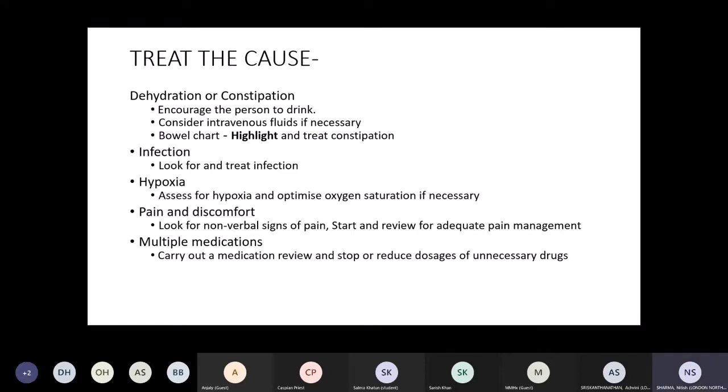Okay, so going on next, treat the cause, you treat the delirium. So very important to treat dehydration, constipation. It's amazing to see how many patients get better just after they start opening their bowels regularly, or they are having plenty of fluids without even any medication.